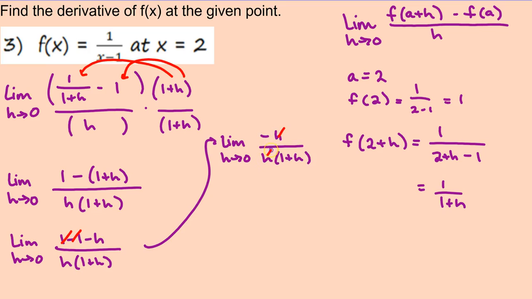So we can cancel the h's. Just don't forget you have a negative 1 on the top. And now we can substitute the 0 in there. Negative 1 over 1 plus 0 is just negative 1. So that's our answer to that one.